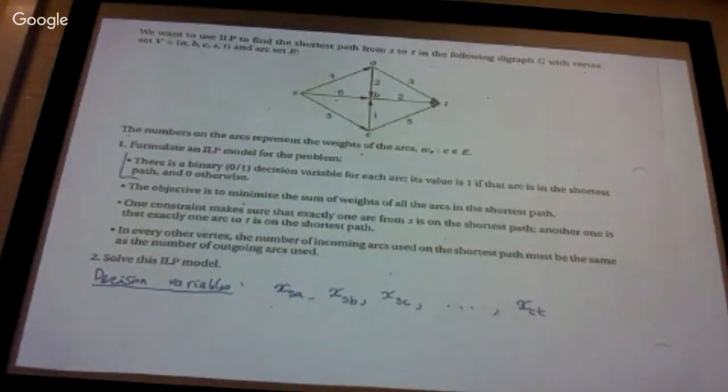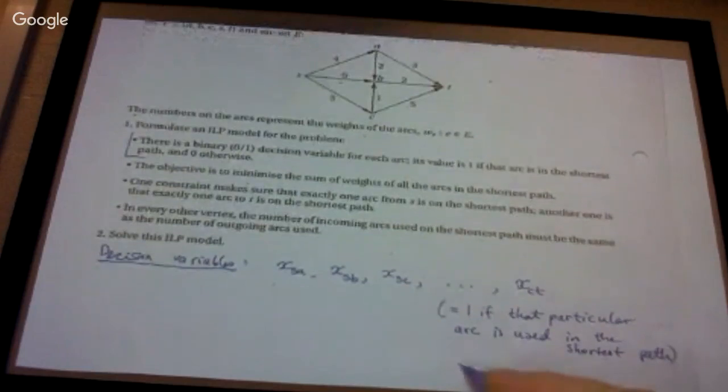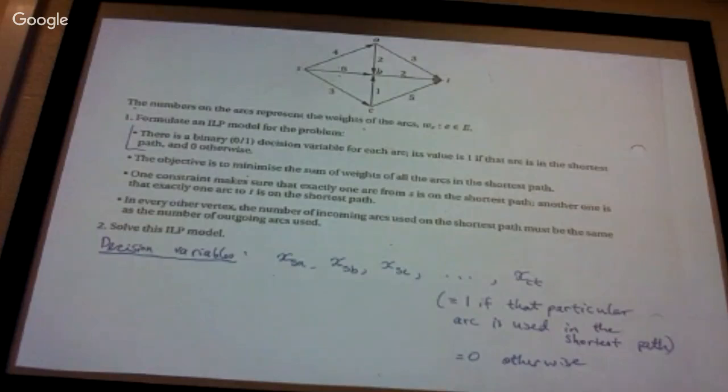Now, what you're thinking is, in the optimal solution, you want this decision variable to be 1 if that particular arc is used on the shortest path, and 0 otherwise. So this will be the interpretation of this.